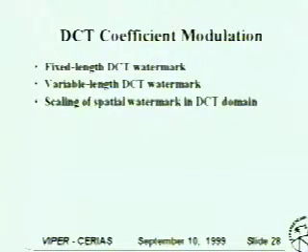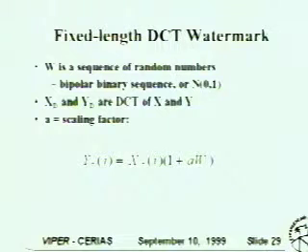Okay, let's take a simple one. This is a relatively simple one. I'm actually going to show you some images here. This is a so-called DCT Coefficient Modulation technique. And what you do here is you essentially take, for instance, let's say a bipolar binary sequence or a bunch of 0 and 1 unit variance Gaussian random numbers. And you take an image and you take the discrete cosine transform of the image.